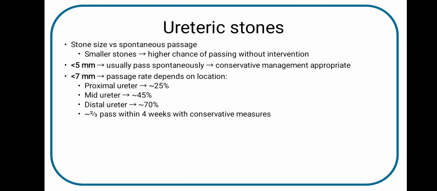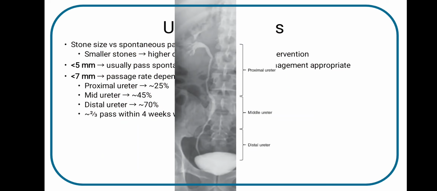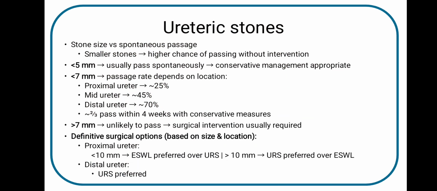For ureteric stones, stones that are less than 5 millimeters are expected to pass, and conservative management could be tried for these patients. Stones less than 7 millimeters could pass, but the chances of them passing are lower. This is an image that shows a ureteric stone. Stones greater than 7 millimeters are unlikely to pass, and surgical intervention is usually required for these patients.